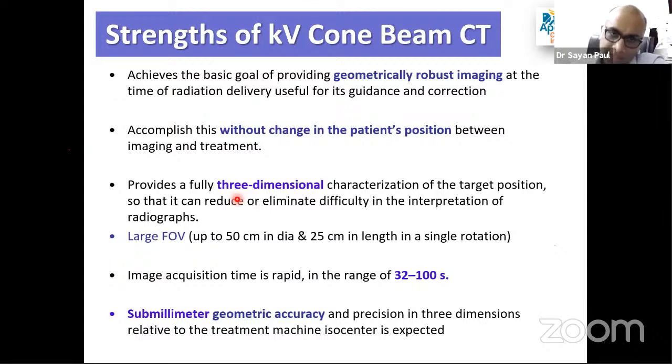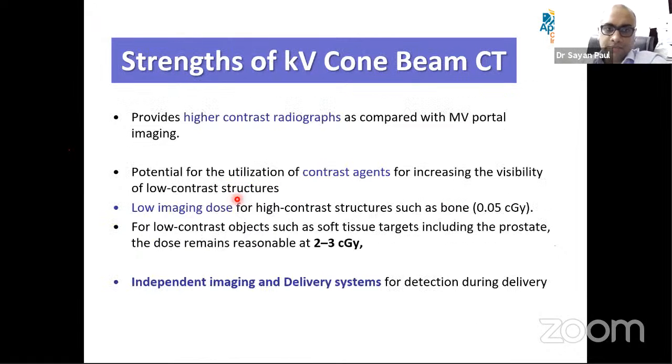So if patient position is changed, you add uncertainties and errors. And it's a three-dimensional image, so you match a 3D image with a 3D image, and it is a large FOV, 20 centimeters in length in a single rotation, and the image acquisition time is relatively rapid, like 32 to 100 seconds. And it gives you sub-millimeter geometric accuracy. And it provides high contrast radiographs compared to MV portal imaging. So the bones and the muscles can be appreciated better.